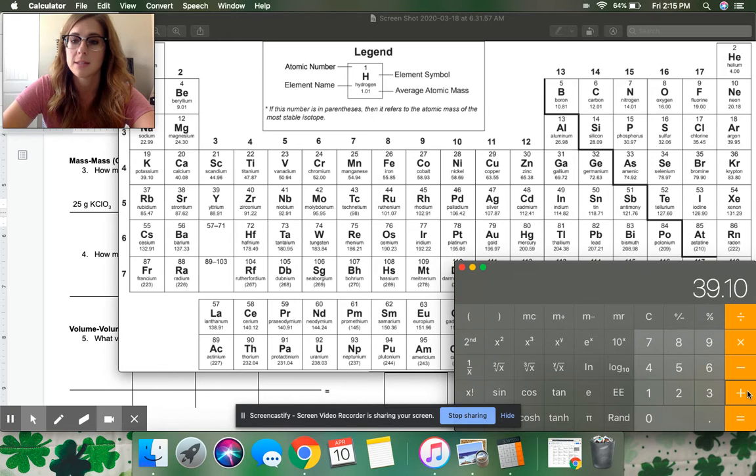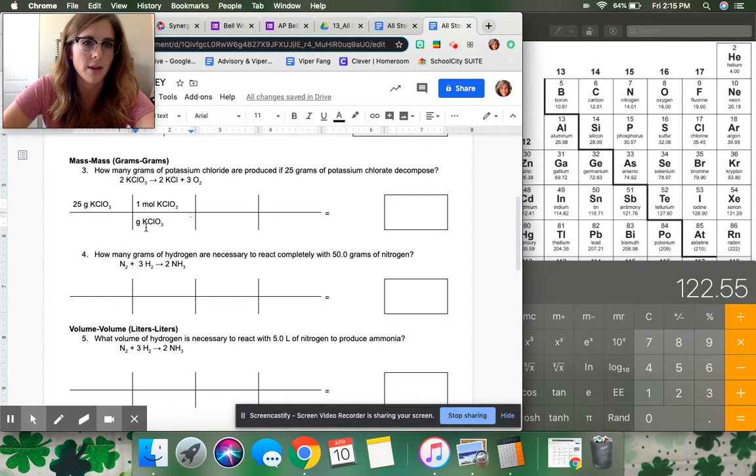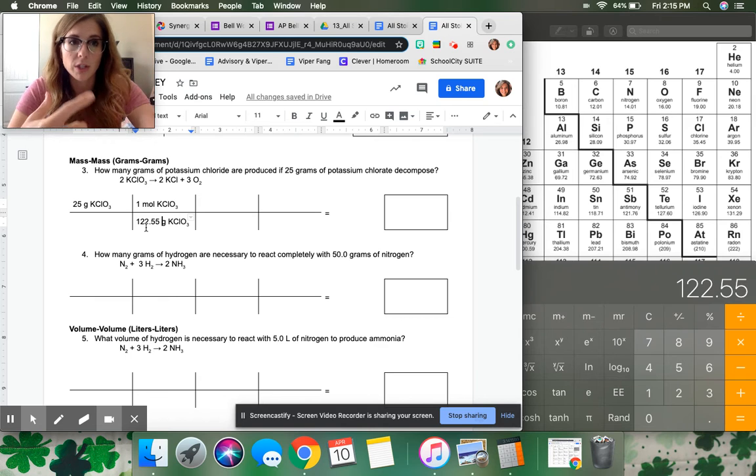We're going to say 39.10 plus 35.45. That's right here, right? Plus, and if you want to do the 3 times oxygen in the same step, we could just do parentheses, 3 times 16. Close your parentheses. It says that's 48. And then it'll add it to your total. Okay, so we've got 122.55. So I know that it's 122.55 grams of potassium chlorate to 1 mole of potassium chlorate. So now we've switched from grams to moles.